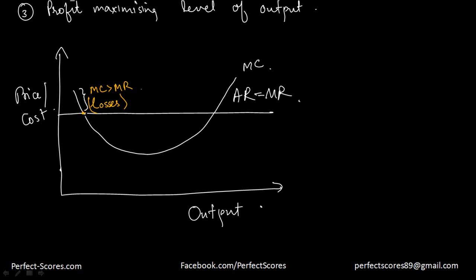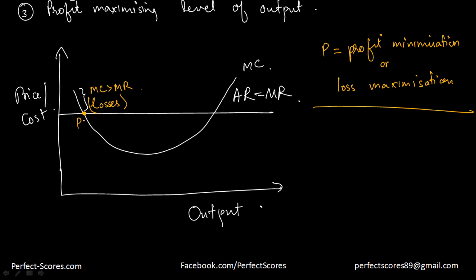But after this point, what starts to happen? Let's suppose this point over here is point P. This point P is known as the profit minimization point, or also known as the loss maximization point. Till this point, I have incurred the maximum possible losses that I am going to incur. After this point, my profit starts to kick in.